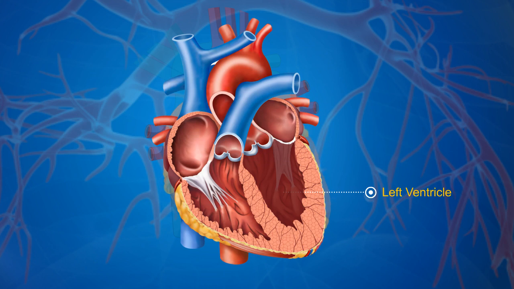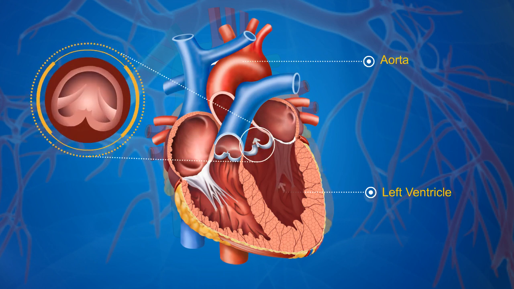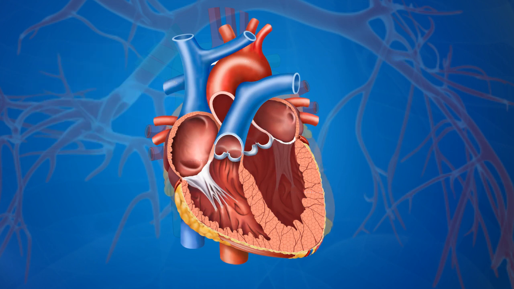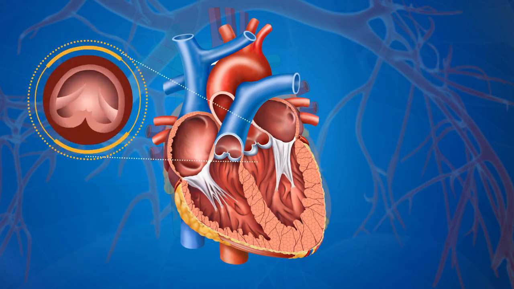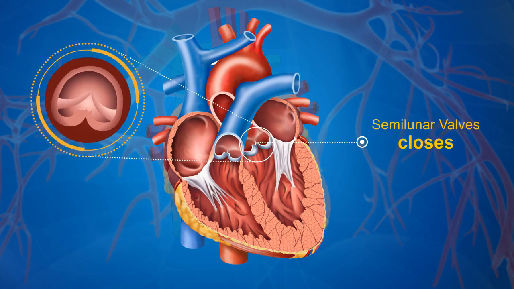As the left ventricle contracts, the oxygenated blood is pushed into the aorta through open semilunar valves. This oxygenated blood is pumped with great pressure to enable it to reach all parts of the body. At the end of the ventricular contraction, the semilunar valves close.